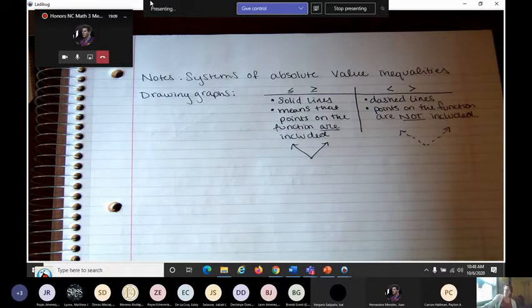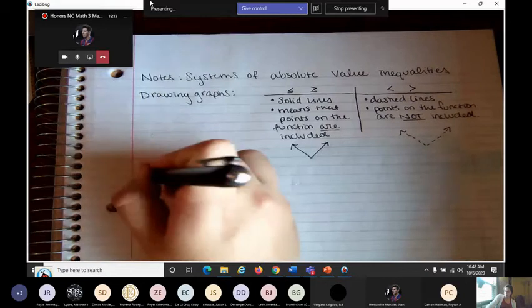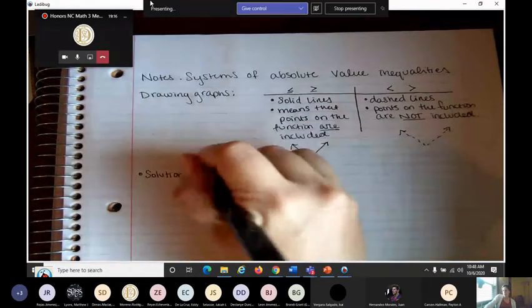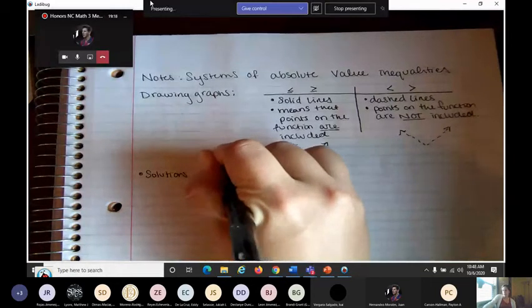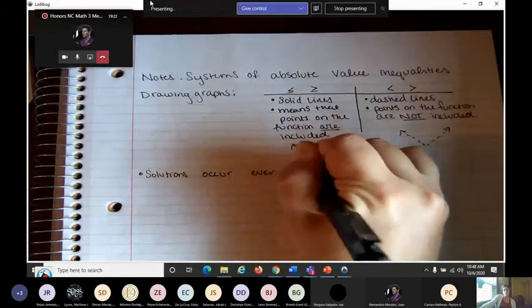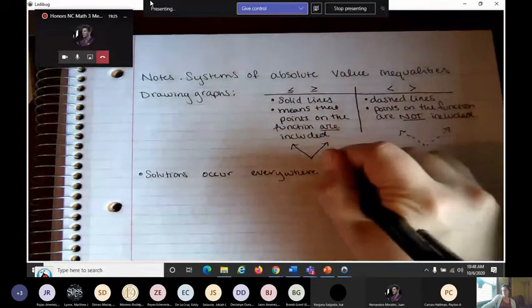All right, so solutions are going to occur everywhere two functions overlap.